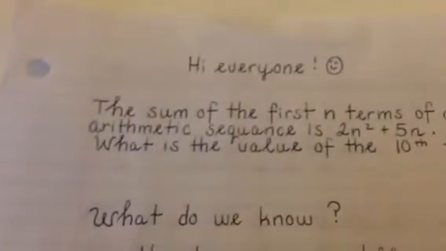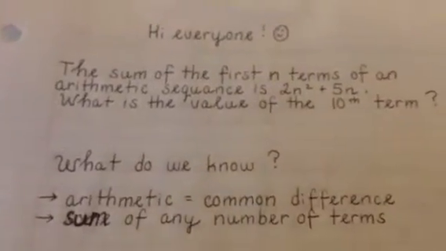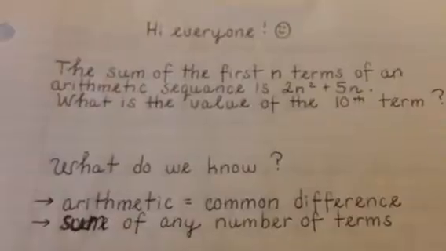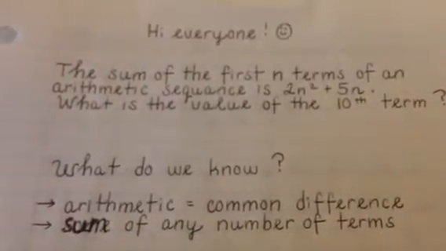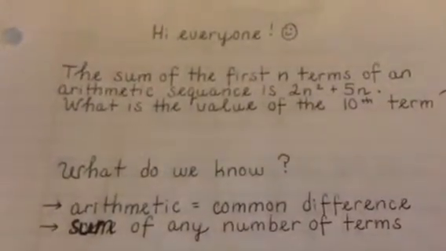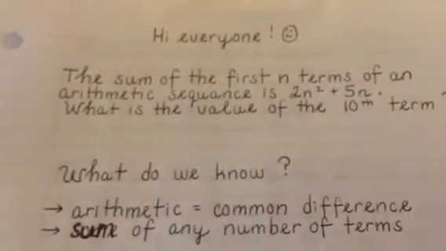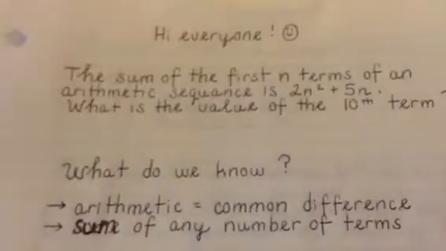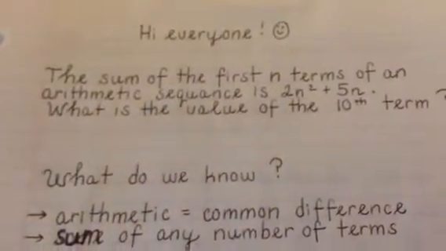So, what do we know? We know that it is an arithmetic sequence, which means it has a common difference. We also are given the formula so we can find the sum of any number of terms that we want. So if you wanted to find the sum of the first 30 terms, we can do that using the formula.